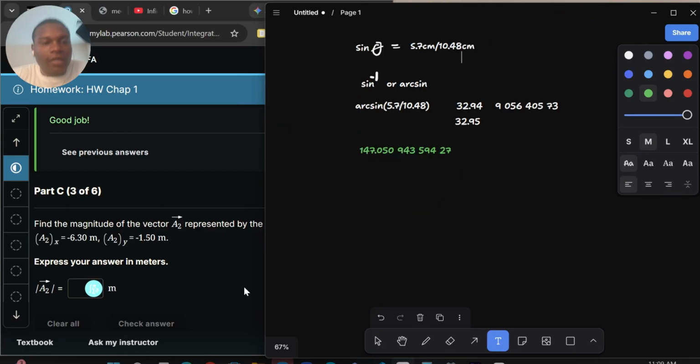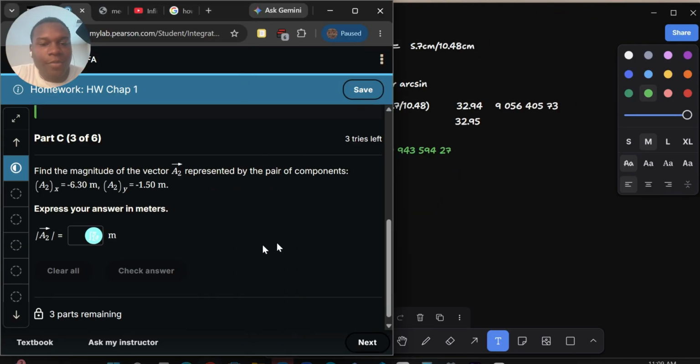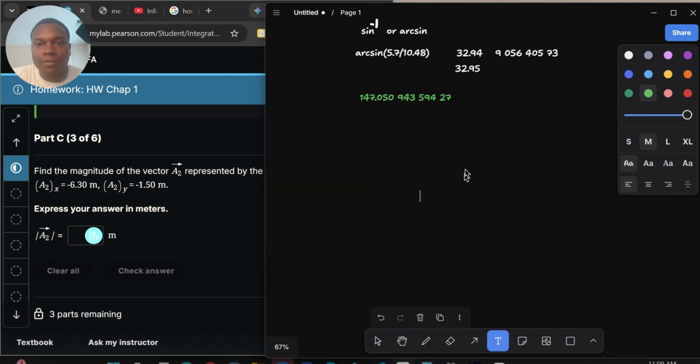All right, find the magnitude of vector A2 represented by this pair of components. We're going to do what we did before. We're going to do our givens and we're going to draw it. What are my givens? A2, x equals negative 6.3.